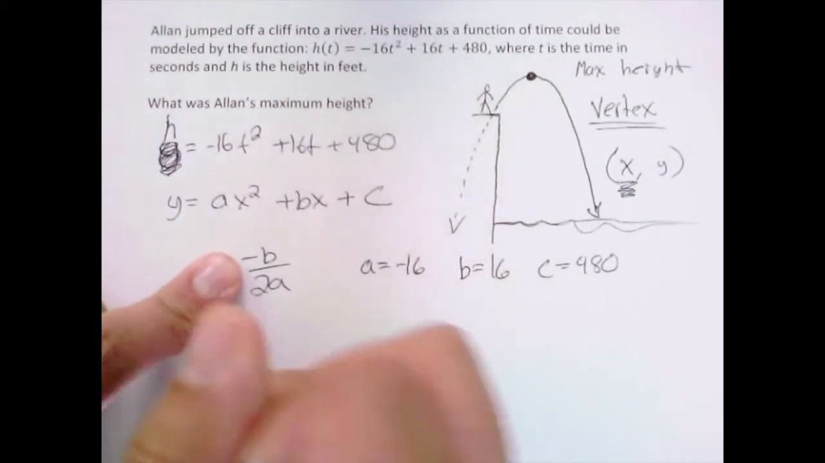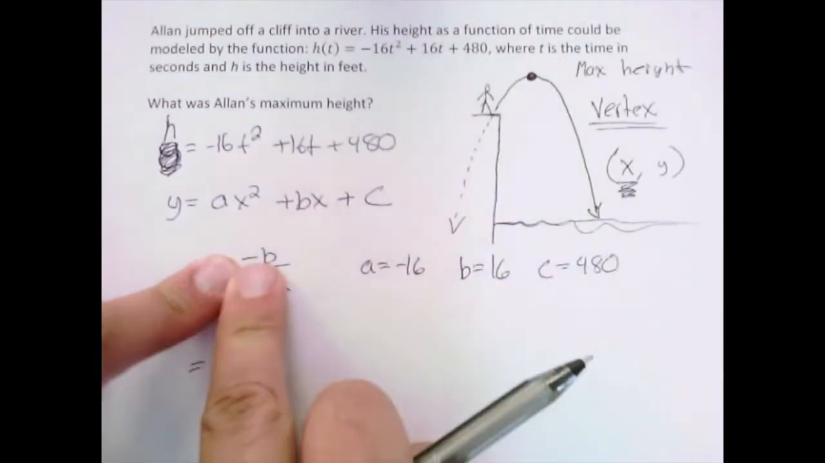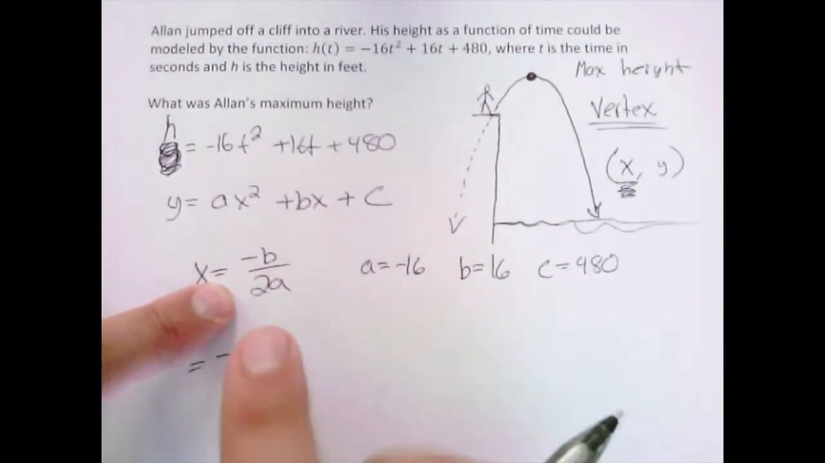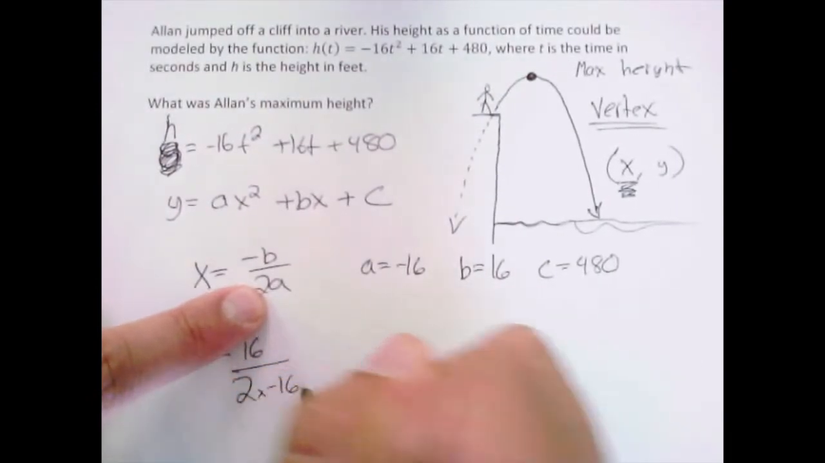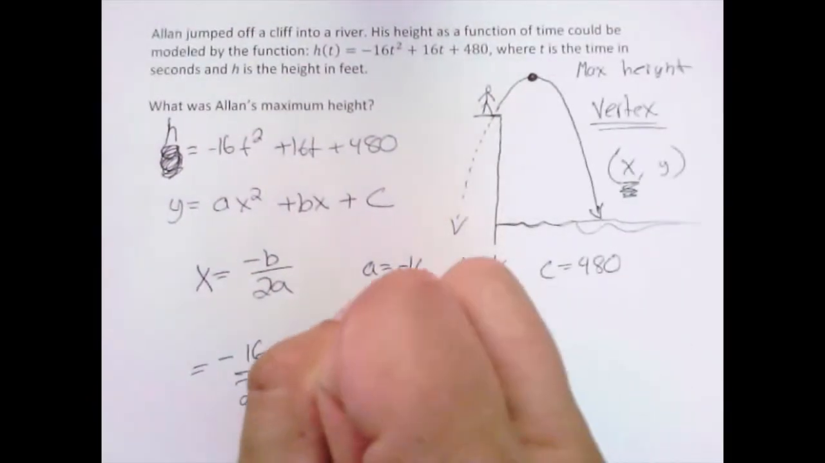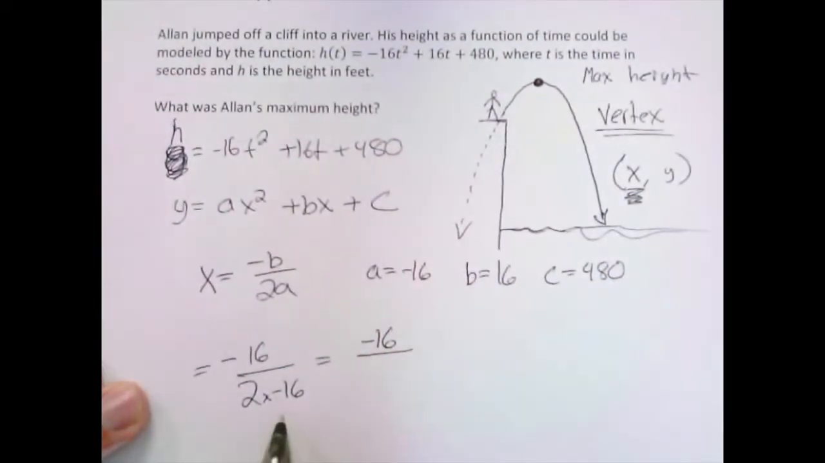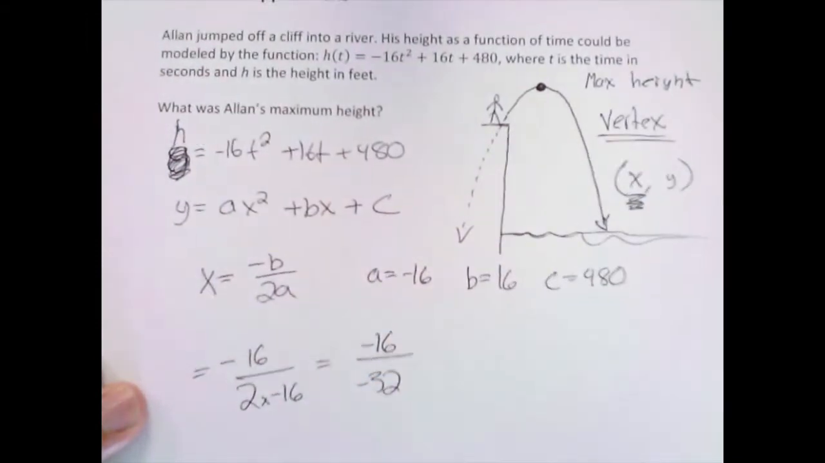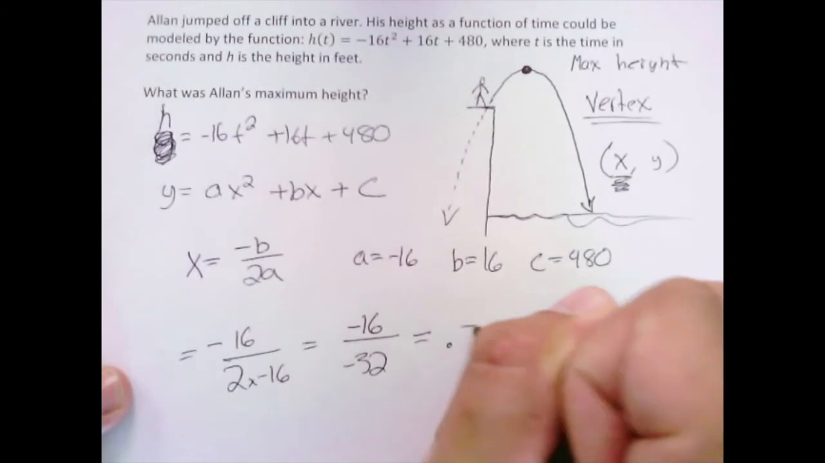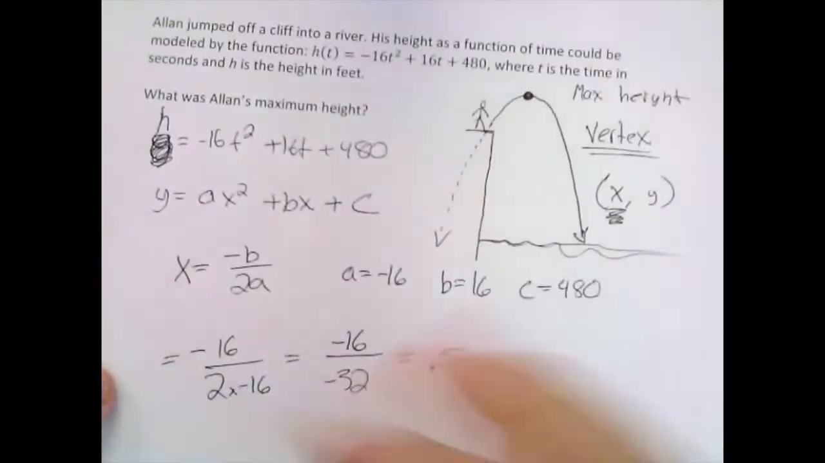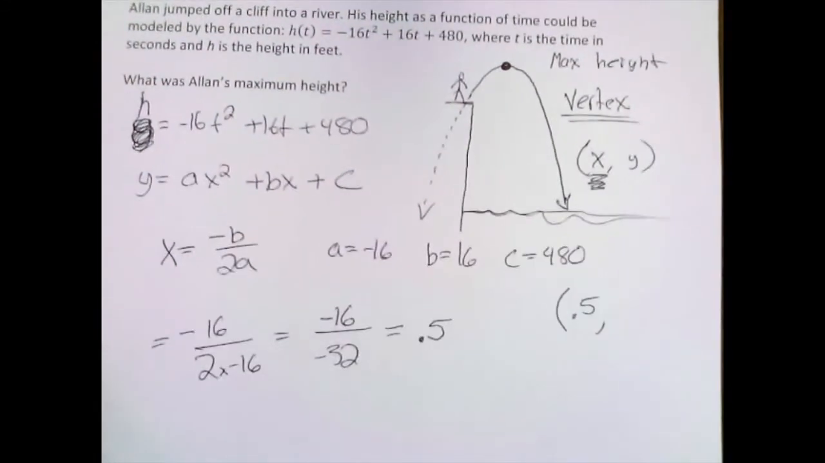So I have the negative of b, which is 16, divided by 2 times a, which is 2 times negative 16. Simplifying this, we get negative 16 divided by 2 times negative 16, which is negative 32. Negative 16 divided by negative 32 is 0.5 or 1/2. So when I'm trying to figure out my vertex, I know the first part of that is 0.5.